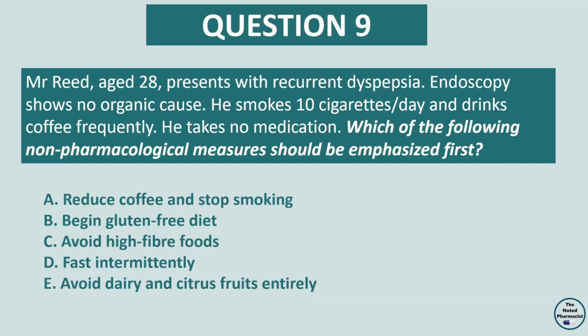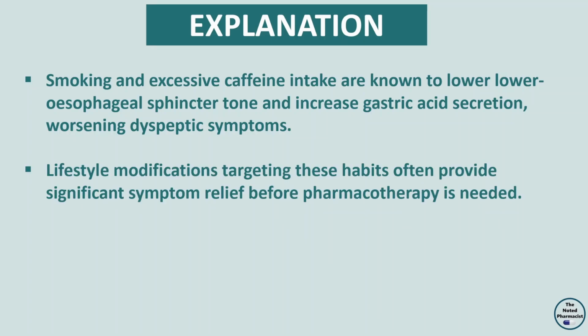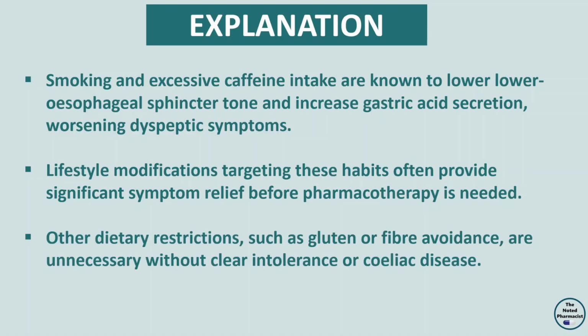The correct answer is option A, reduce coffee and stop smoking. This is because smoking and excessive caffeine intake are known to lower lower esophageal sphincter tone and increase gastric acid secretion, worsening dyspeptic symptoms. Lifestyle modifications targeting these habits often provide significant symptom relief before pharmacotherapy is needed. Other dietary restrictions, such as gluten or fiber avoidance, are unnecessary without clear intolerance or celiac disease.